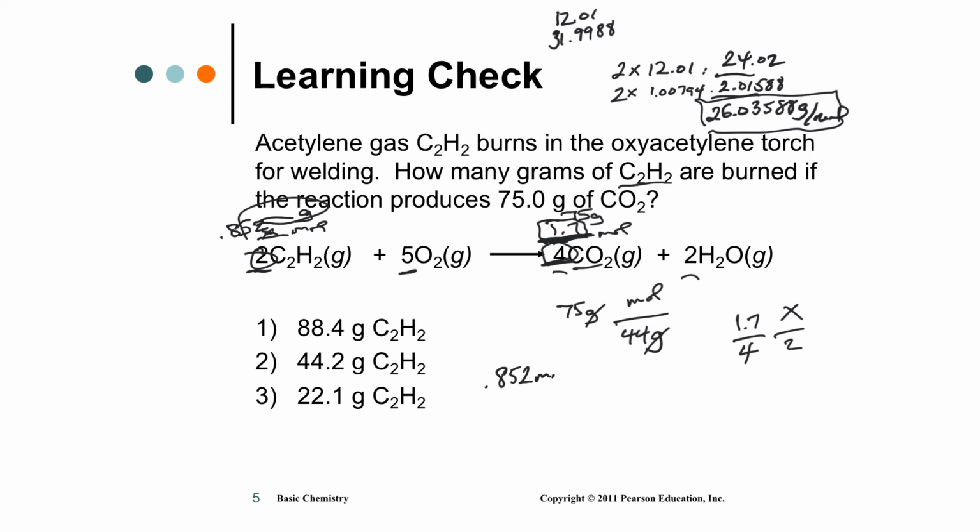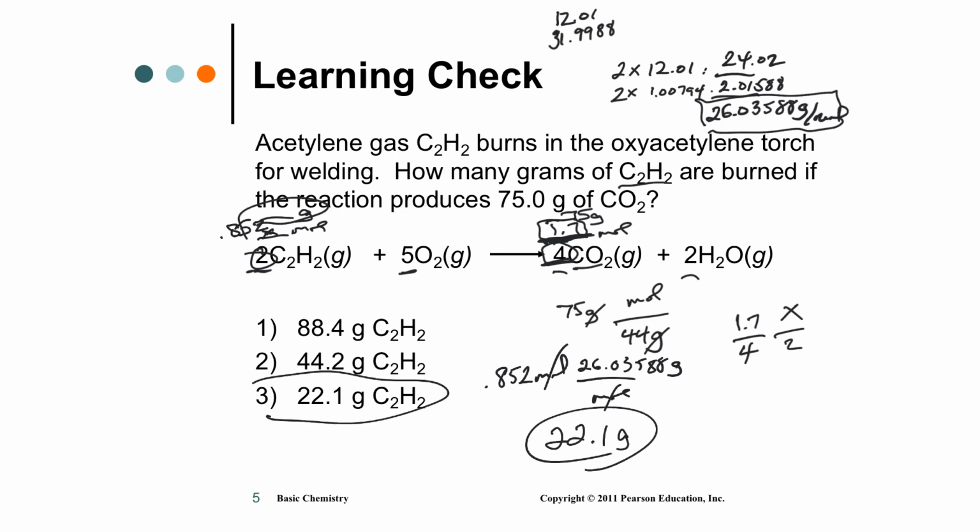So I have 0.852 moles of acetylene, and I already looked it up. In 1 mole of acetylene, there's 26.03588 grams. Moles cancel, so you multiply that, 26.03588, and you get 22.1 grams. And then we look over here, and it's one of the choices.